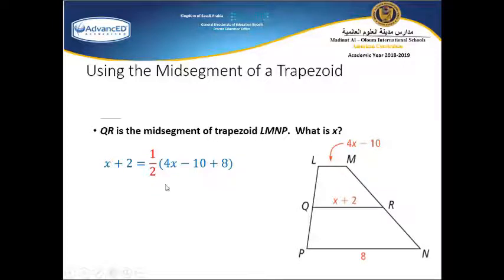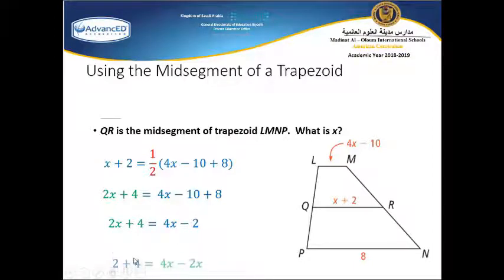By multiplying both sides by 2, then 2x plus 4 equals 4x minus 10 plus 8. Then by combining the like terms, 2x plus 4 equals 4x minus 2. By solving this equation, we get that 4x minus 2x equals 2 plus 4. Then 2x equals 6. Then x equals 3.